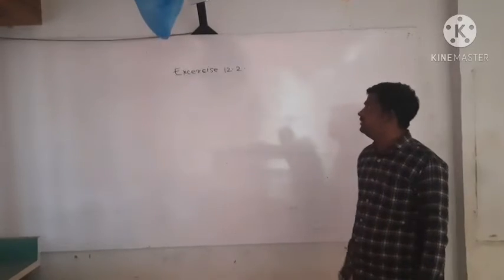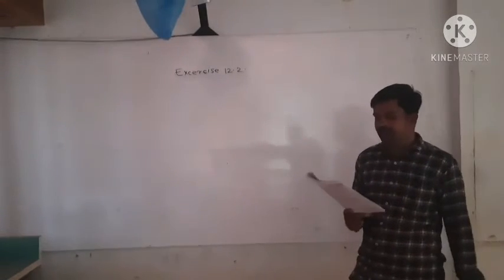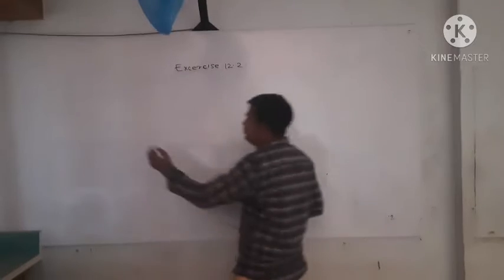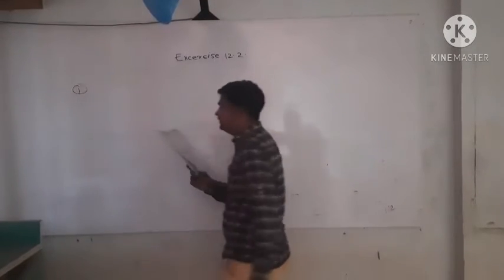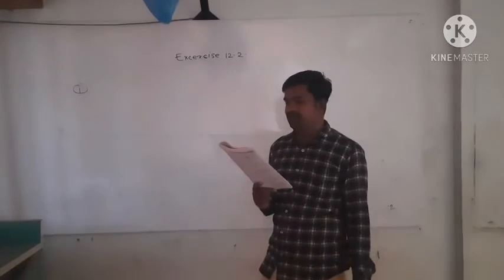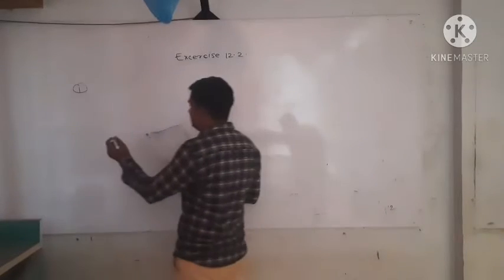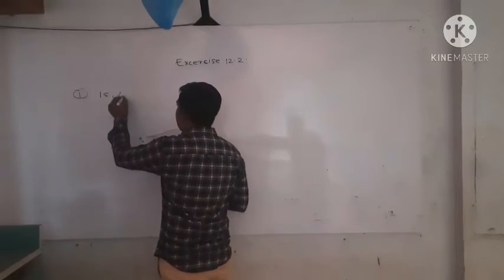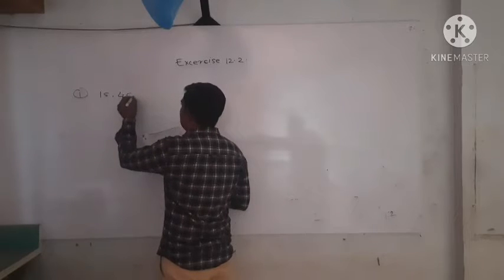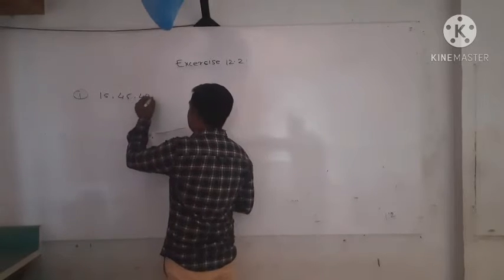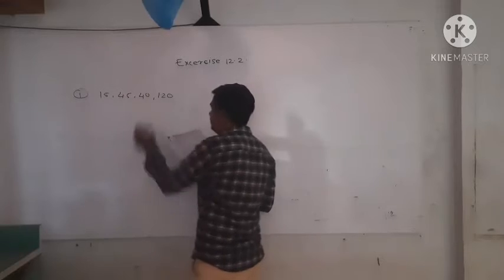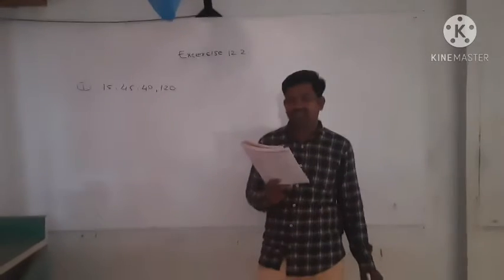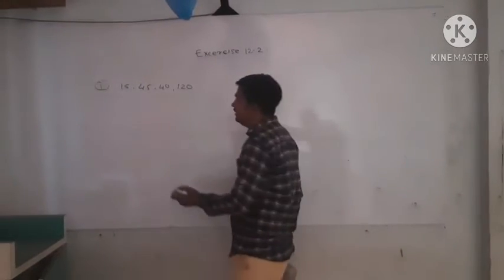Now we are going to learn exercise number 12.2. First question is here. Determine whether the following are in proportion. So first example, 15, 45, 40 and 120. Moving on here, find whether they are in proportion or not in proportion.